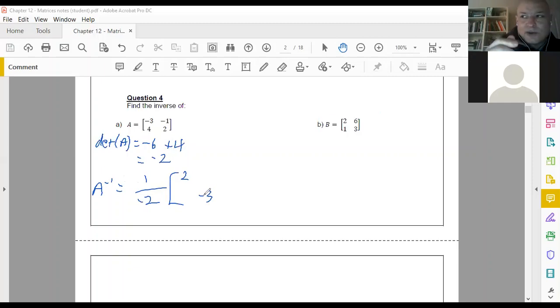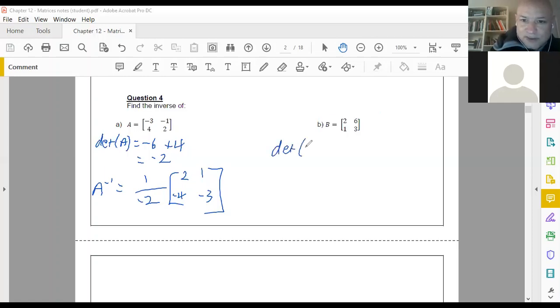The other two would change the sign. So -1 becomes +1, and +4 becomes -4. And there's our inverse. I mean, we can multiply the -1/2 in, but what for? Just leave it. That's all they wanted to find. Any questions on that one? No. Okay, let's do part B.